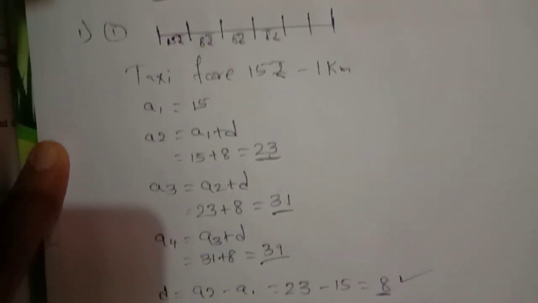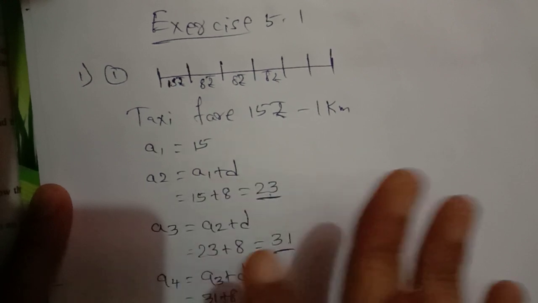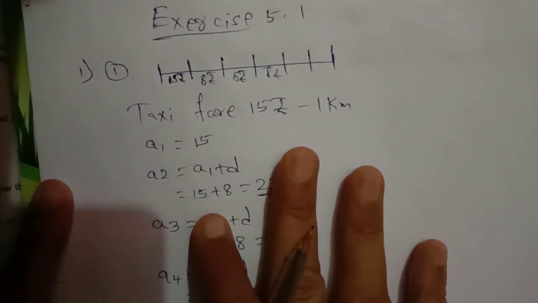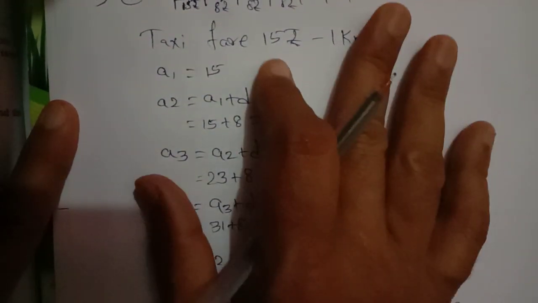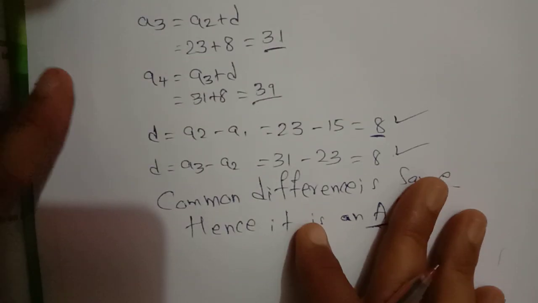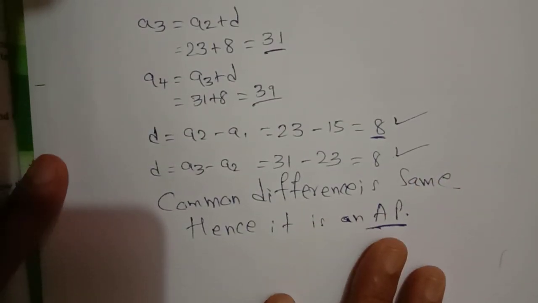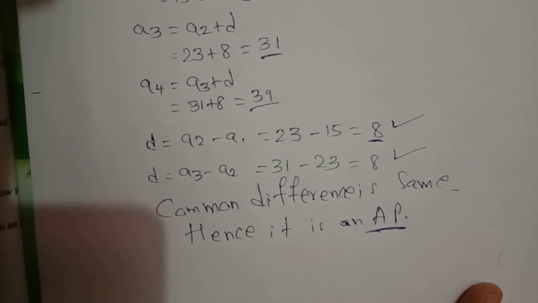So the first one, I think, is it clear? Because we always have to understand the first one very clearly, then only we can do the next one easily. Okay students, now let us go for the next question.